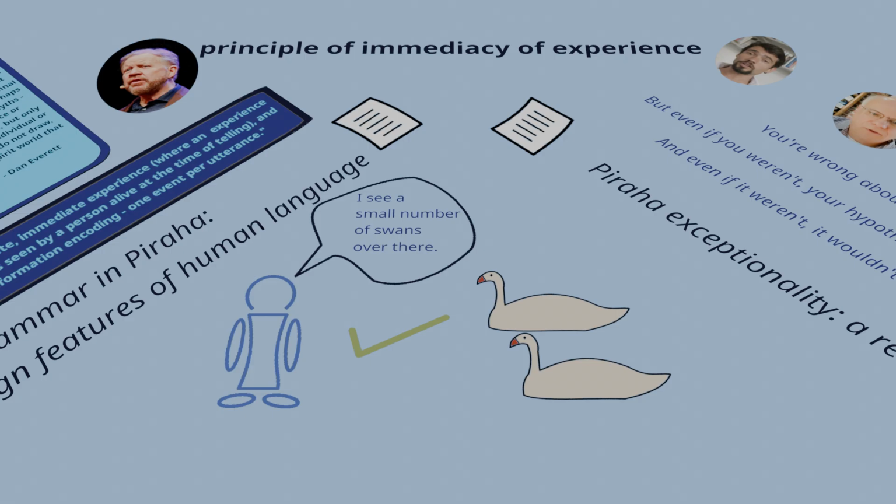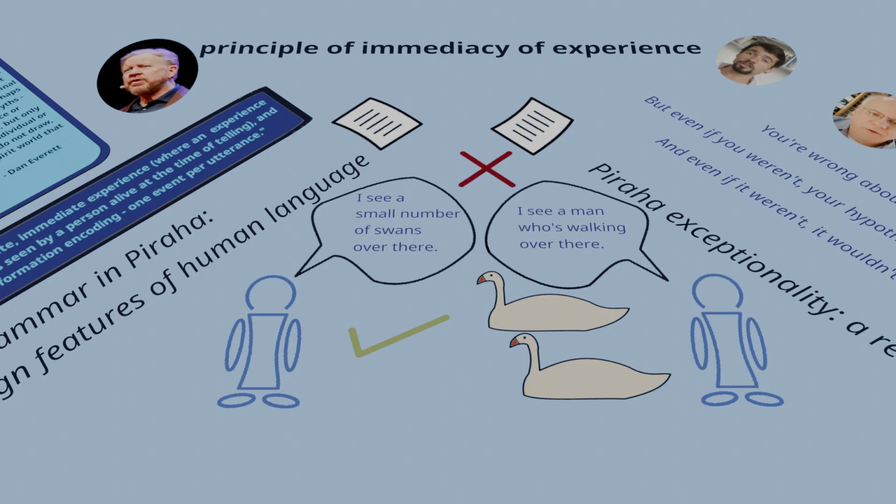Or if we take the lack of clausal embedding, and we'll get back to what that is in a second. But essentially, Everett claims that in Pirahã, you can't say sentences like, I see a man who's walking over there. Instead, you'd have to chop it up into 2 bits. I see a man over there. He's walking. And he says the reason for this is that you can only encode one event per utterance. But you can form sentences with clausal embedding that don't involve more than one event. For example, if I say, the swan that I'm looking at is white, there's clausal embedding there, but it's just one event. And yet, I still couldn't say it that way in Pirahã.